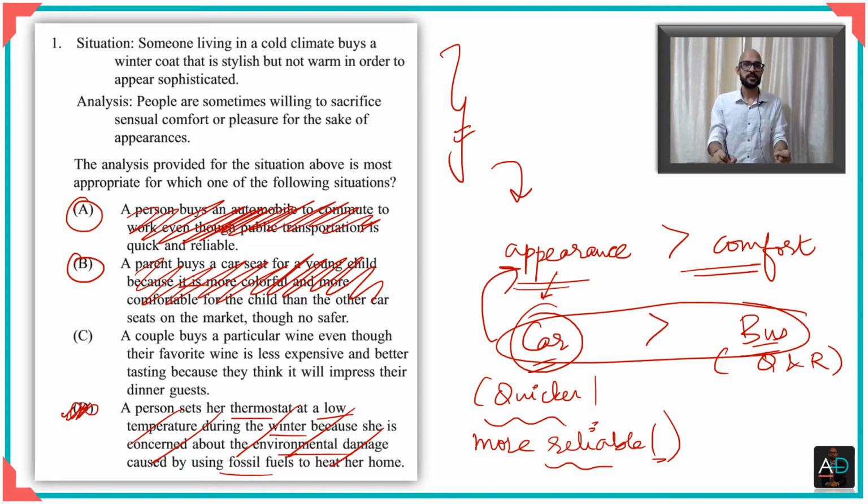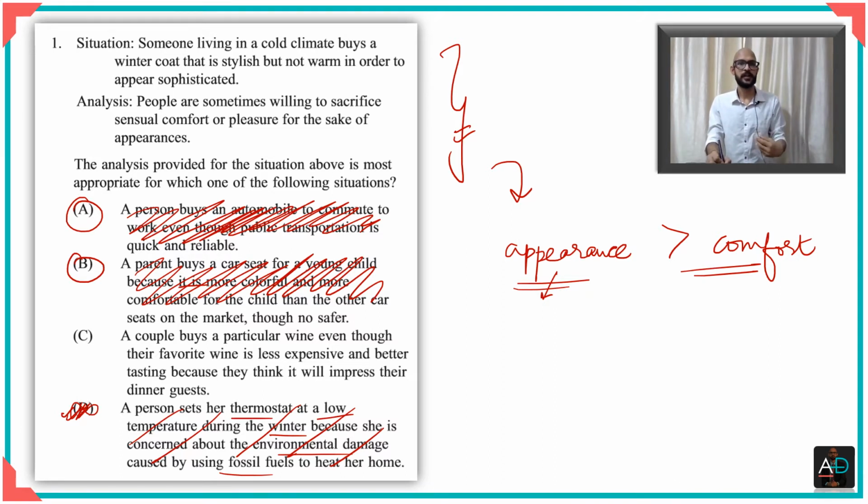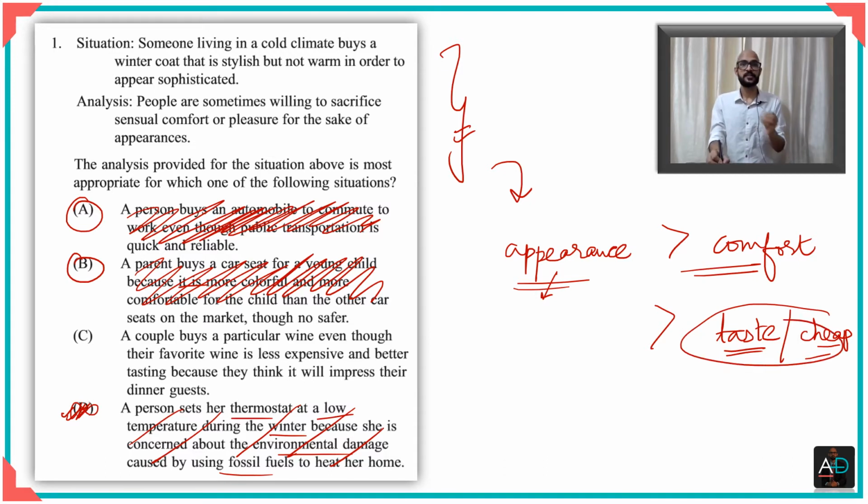This leaves us with option C, which is the answer, and let us see if this fits into the formula that we've just put up for ourselves. So as you can see, it says that a couple buys a particular wine, although their favorite wine is less expensive and better tasting, which means in terms of sensual pleasure, the taste on the tongue is a sensual pleasure. So here, this is tastier. It is more comfortable on the pocket also because it is cheap, right? So people are willing to sacrifice this taste because they think it will be more impressive, and impressive is on the appearance, and therefore option C is the right answer.